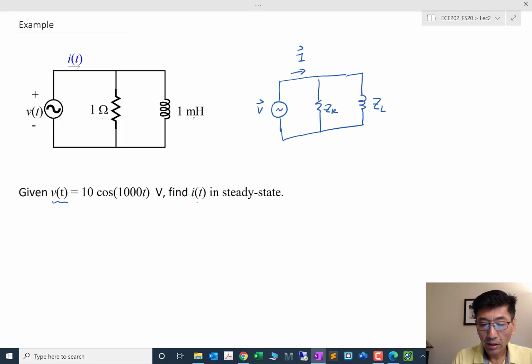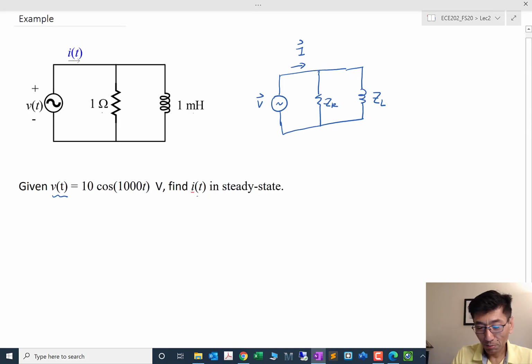In this case, I want to use the phasor, the new tool we just introduced in the last lecture, and the one we had in the impedance. So we want to convert this circuit to phasors.